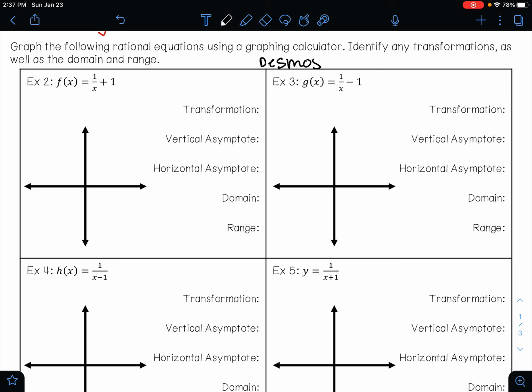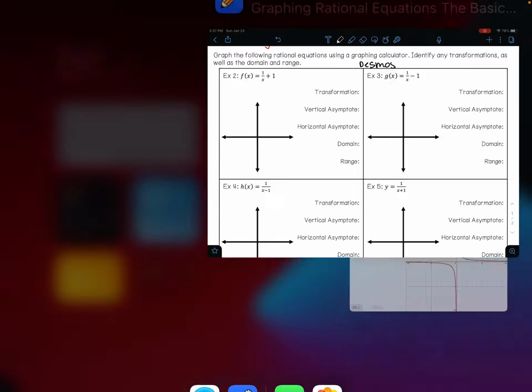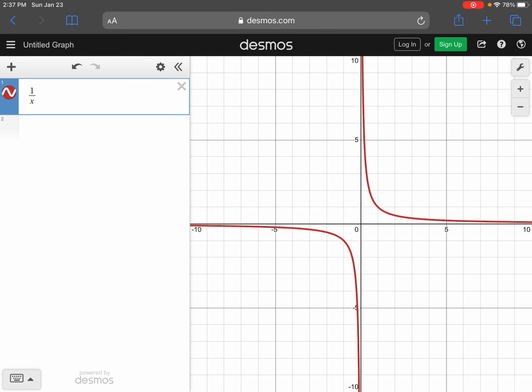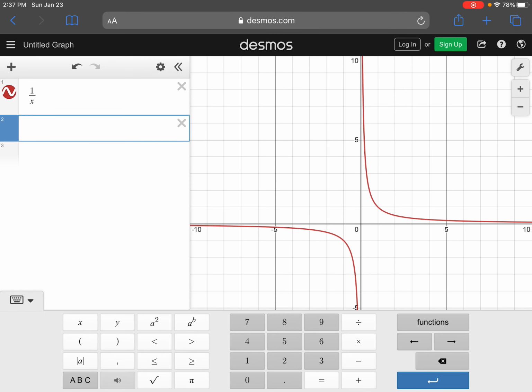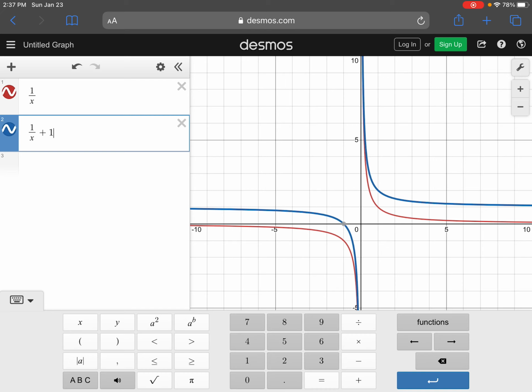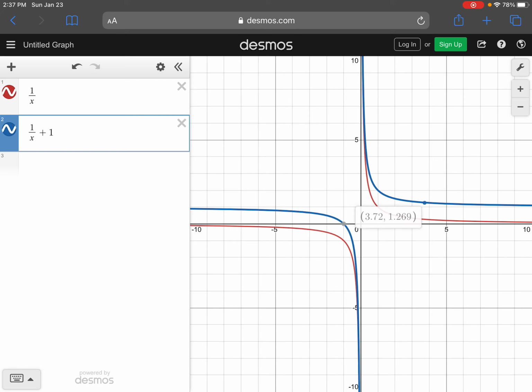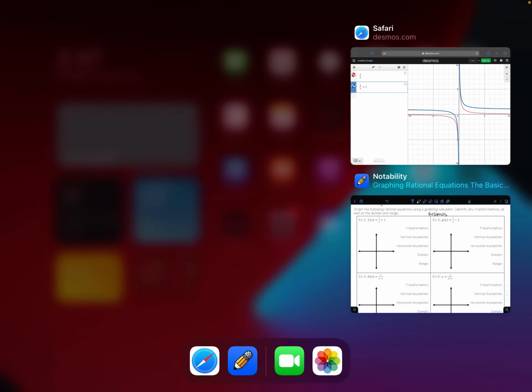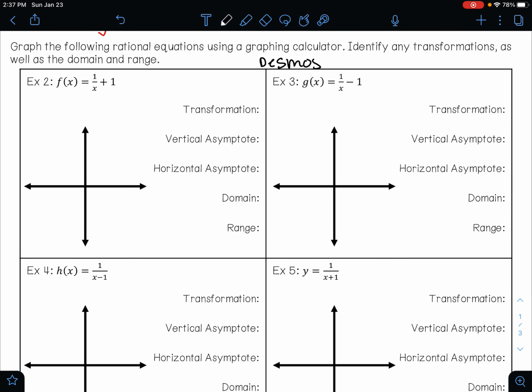So example 2 is f of x equals 1 over x plus 1. So I'm going to leave my parent function here. And in line 2, I'm going to type in 1 divided by x. I'm going to get out of that fraction and then do plus 1. So our blue graph is the transformed graph here. And we're trying to figure out how we went from the red graph to the blue graph. And it looks like everything is shifted up 1 unit. So here my transformation is up 1 unit.